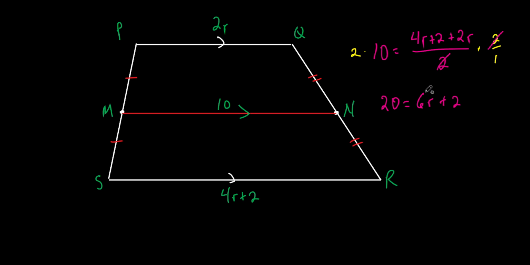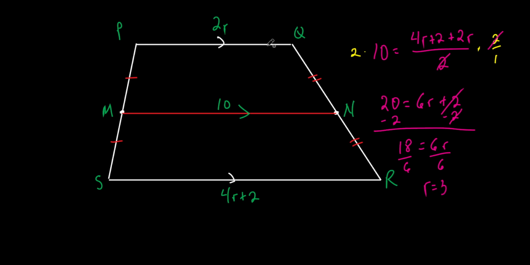Let's get r by itself. What do? No, not yet. We got to get rid of that 2 first. We've got to subtract the 2 before we divide. So that cancels. What do I get? 18 equals 6r. Divide by 6. Now we can divide. So what's r equal to? 3. Is that my answer?